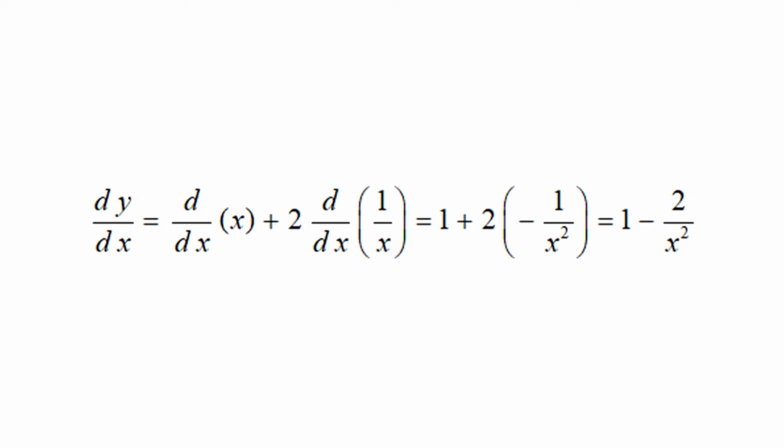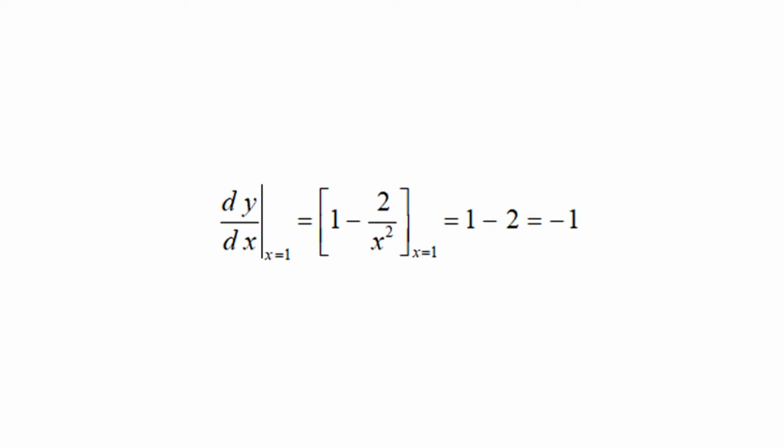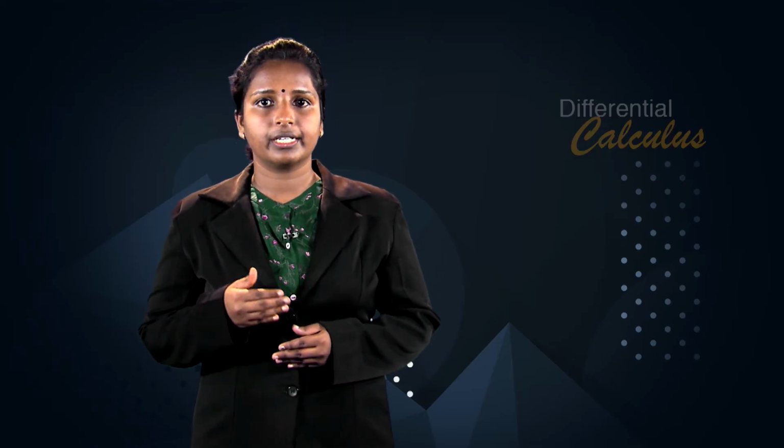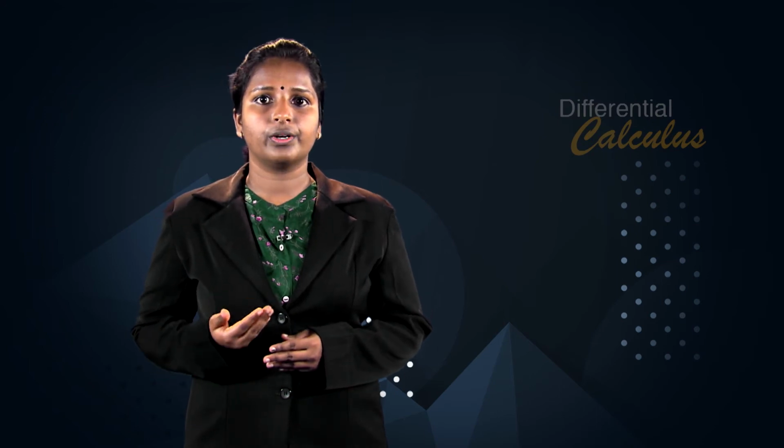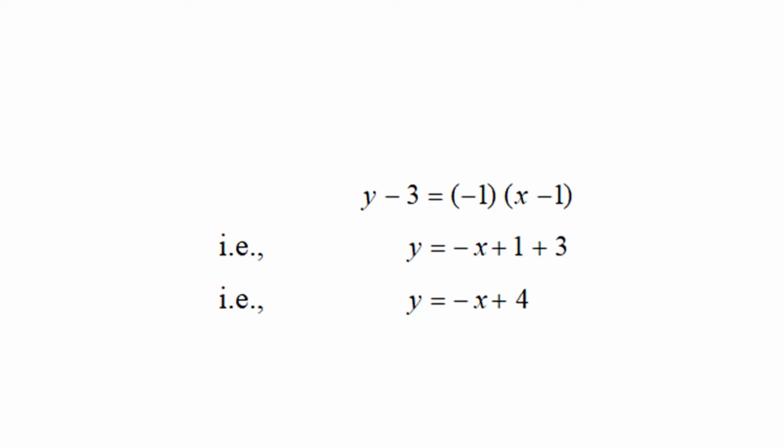The slope at x = 1 is dy/dx at x = 1, equal to 1 - 2/x² at x = 1, equal to 1 - 2 = -1. The line through (1, 3) with the slope m = -1 is given by the point slope equation y - 3 = -1 times (x - 1), that is y = -x + 1 + 3, that is y = -x + 4.